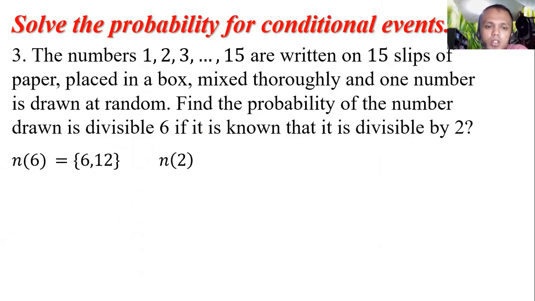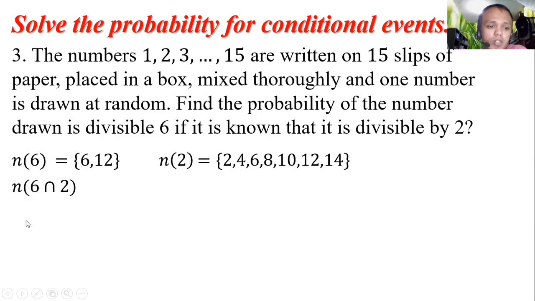Okay, sa number 2 naman, divisible by 2 from 1 to 15, we have 2, 4, 6, 8, 10, 12, 14. Okay? So here, the intersection of the first event and the second event, yung intersection nila is 6 and 12 then. So all in all, we have 2.